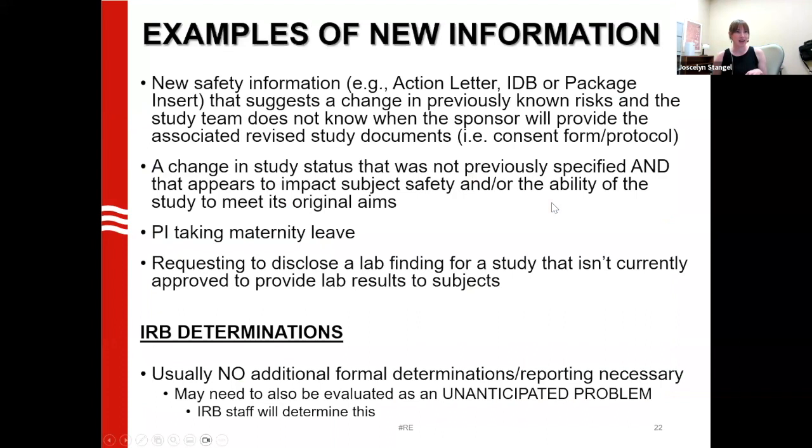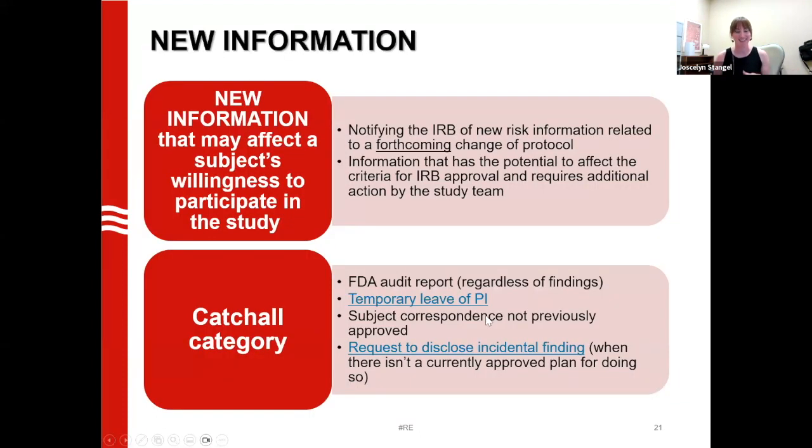Kind of the second category. Oh, go back to the other slide. I'll get to the examples. So like I said, catch-all category. This is something that you need to tell us, but none of the other submissions, like a change, non-compliance report, potential UP report, none of those other categories really make sense. And so we have some specific things that we allow to come in as these new information reports.